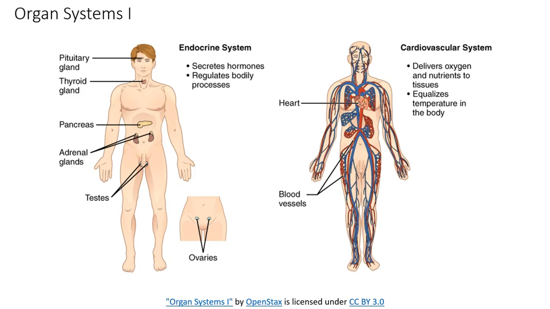Next, we have the cardiovascular system. This is the heart and blood vessels. This is where we're delivering oxygen and nutrients to tissues and picking up carbon dioxide and waste products to get rid of those. Our cardiovascular system is also going to help equalize temperatures in the body, so our blood vessels can expand or contract in order to conserve heat or release more heat, among other things.